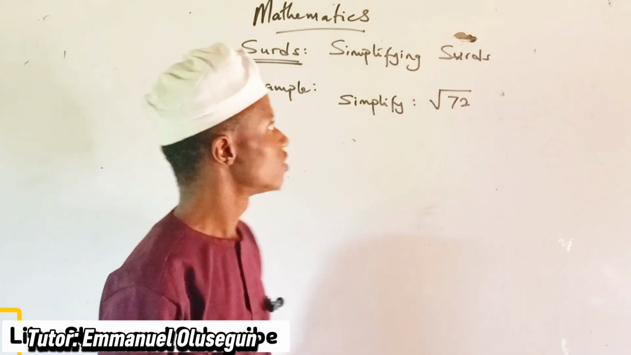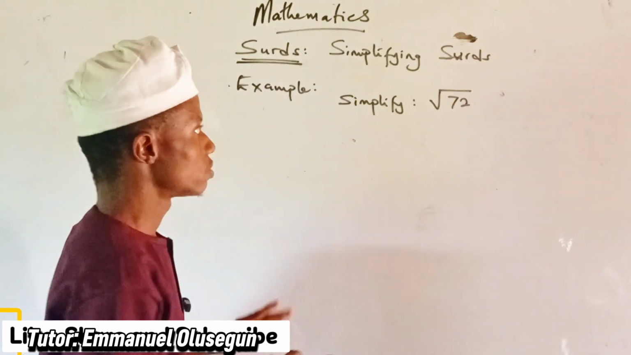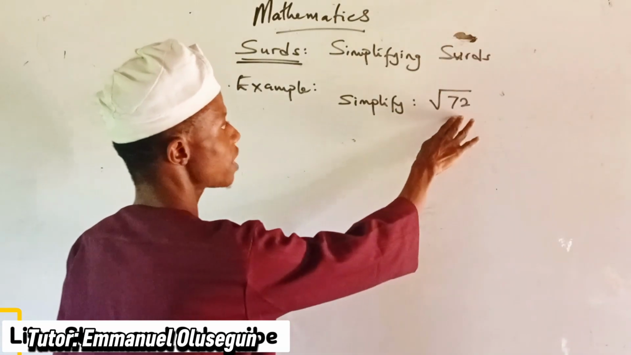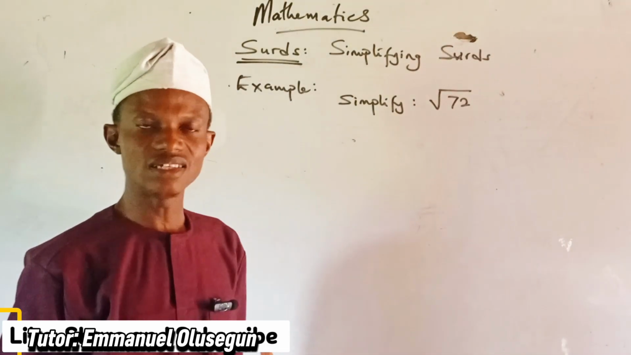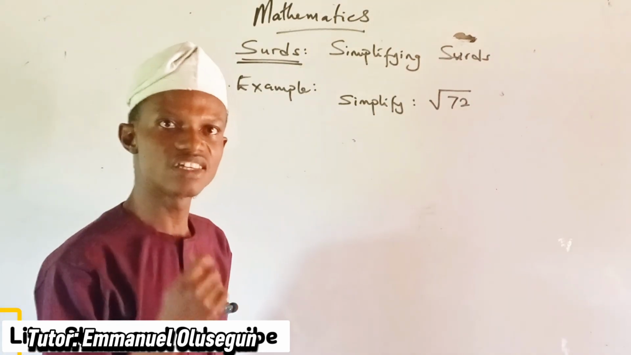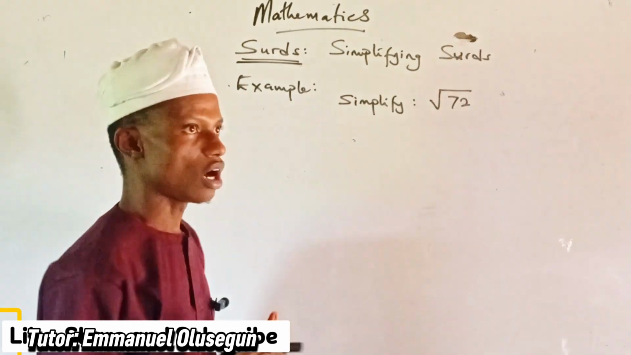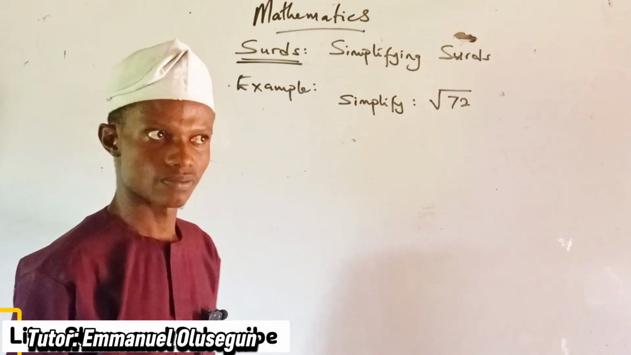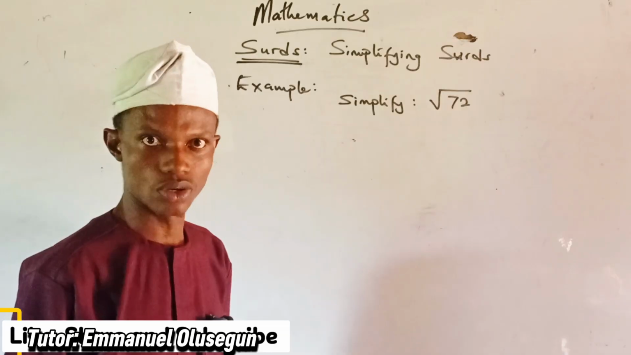Alright, so we have a question here, simplify root 72. Now, it is important to note here that the first thing you are going to do is to try and express this number as a product of two factors, such that one is a big perfect square and then the other factor is a very small number. And then the easiest way to do this, I would recommend, is to do what we call prime division. I'll take you through the process of prime division to see how it goes.